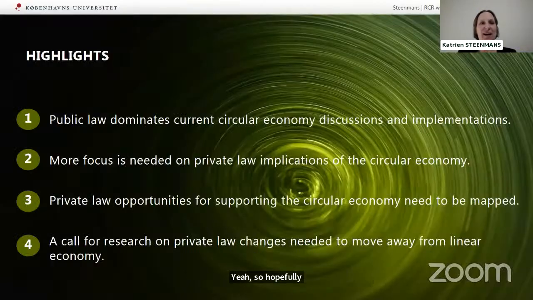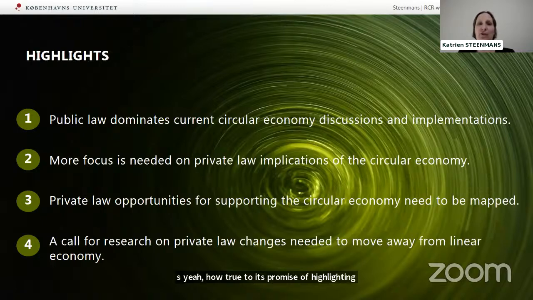So hopefully this webinar has held true to its promise of highlighting that public law dominates current circular economy discussions and implementations. There is scope for much more focus on private law implications of the circular economy, and as part of this focus, we need to map the opportunities as well as the challenges of private law, and generally there is a call for more research on the changes needed to private law to move away from the linear economy to the circular economy. That brings me to a close.